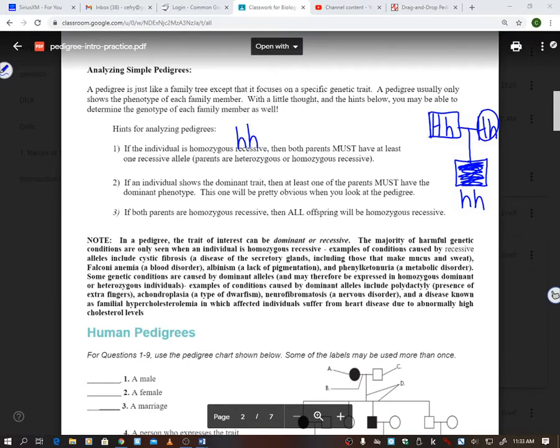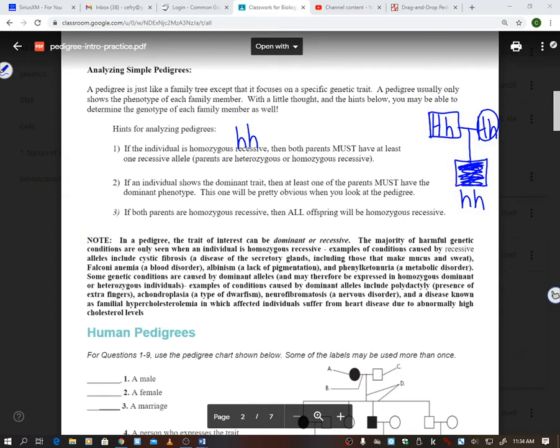If an individual shows the dominant trait, then at least one of the parents must have the dominant phenotype. It says that it will be pretty clear. So if I have this and I have a son, and even if there's one dominant trait, that means that one of these parents has it. Now, I don't know about the other one, but at least one parent does. So that doesn't tell me a lot.